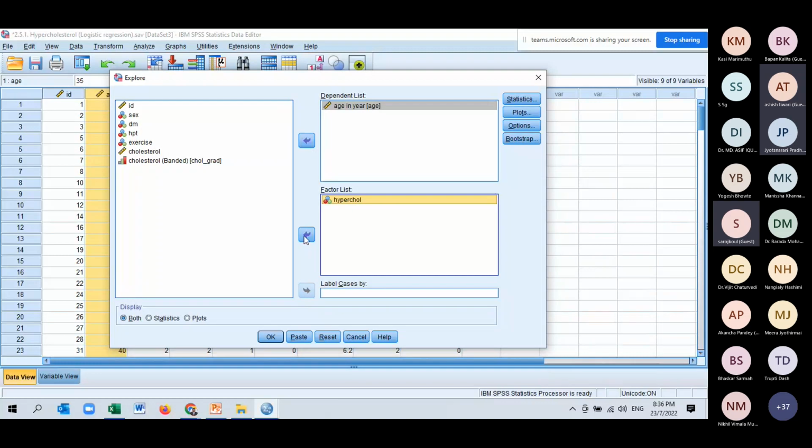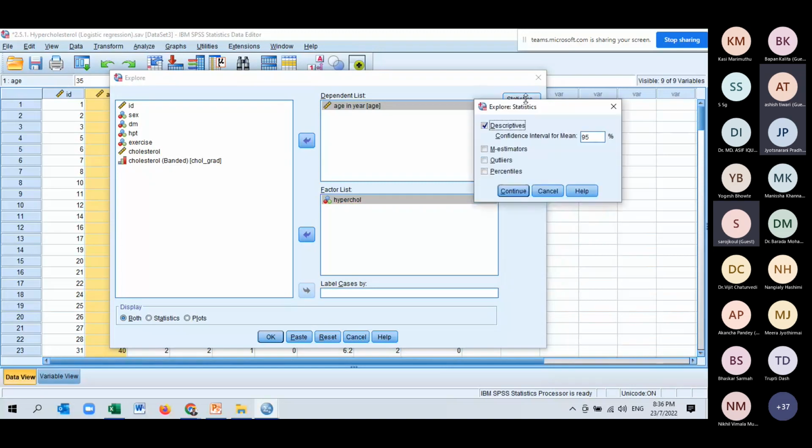Age in the dependent, hypercholesterol is a factor. Go to statistics. Click on statistics. Just click descriptives. You'll come to know the mean of less than 6.2 and more than 6.3 and the standard deviation of less than 6.2 and more than 6.3. Continue and click OK.